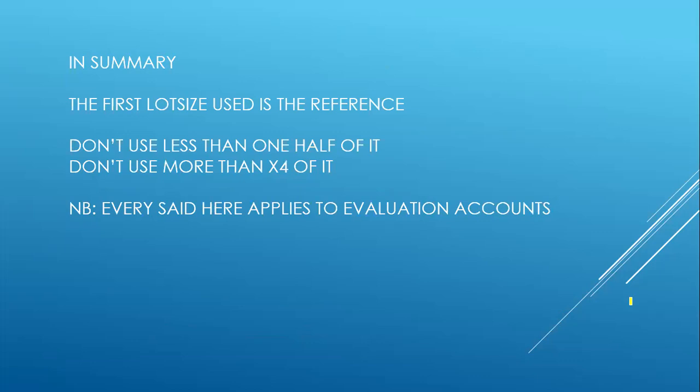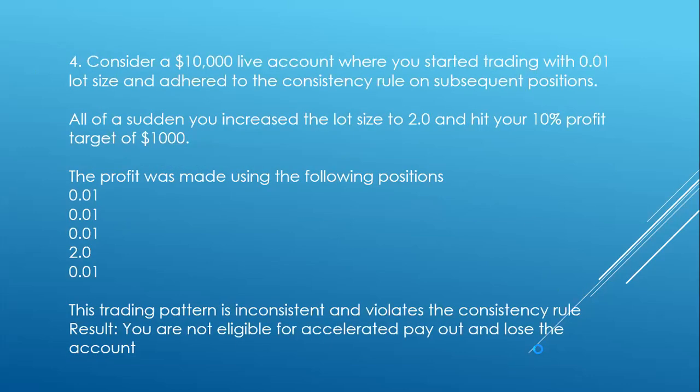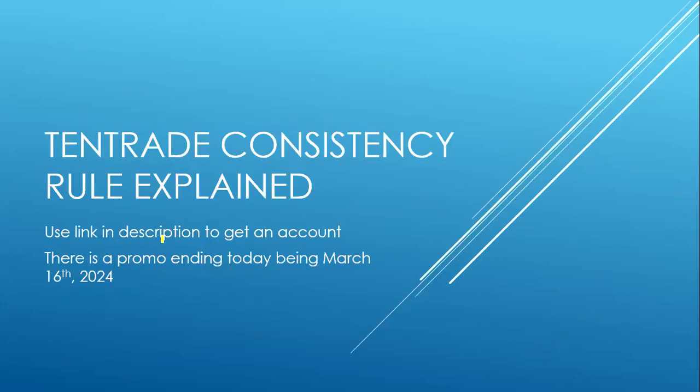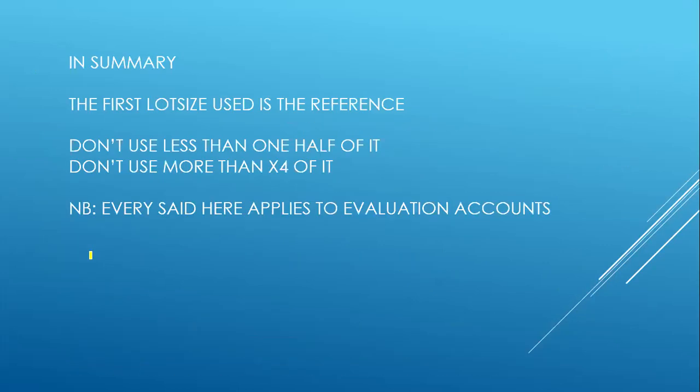Now, finally, in summary, use the first lot as the reference. Don't use less than half of it, and don't use more than 4 times of it. Everything said here also applies to evaluation accounts. If you use my link and get that promo, and you get that free evaluation account, then you are not to use less than half of the first lot size you use and not more than 4 times of it. That is the whole summary of the consistency rule.